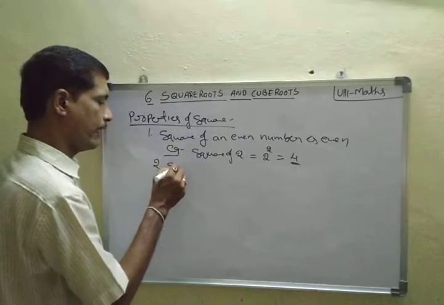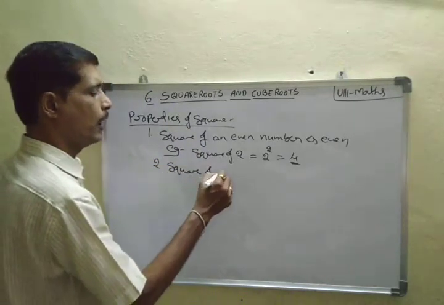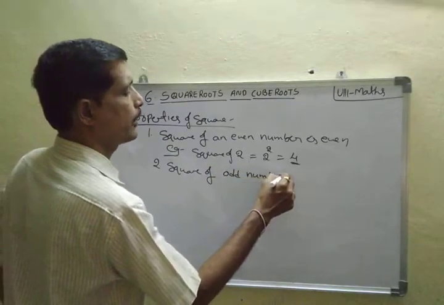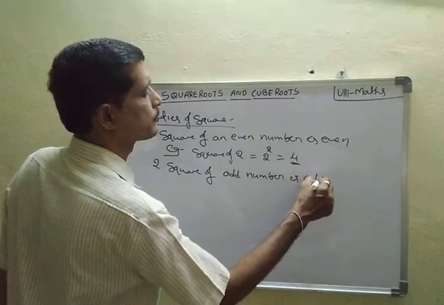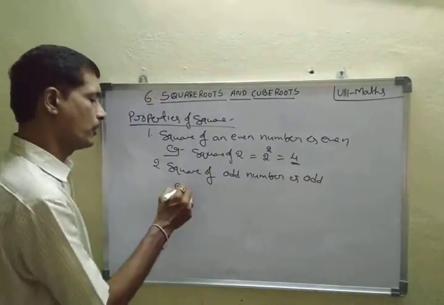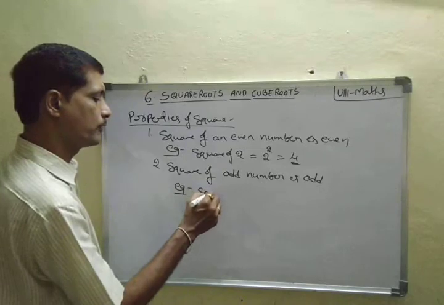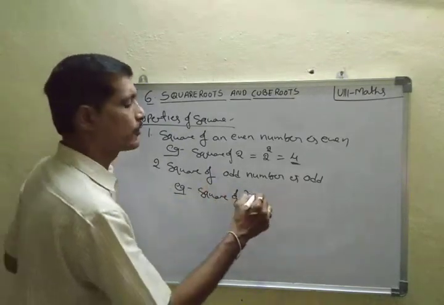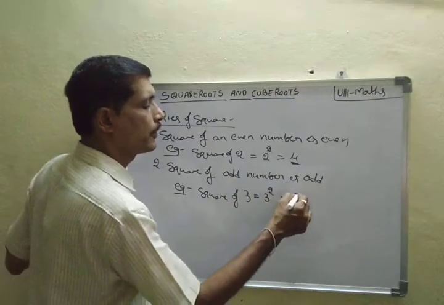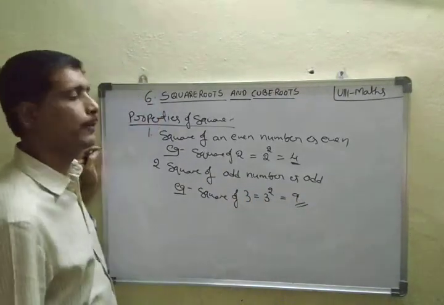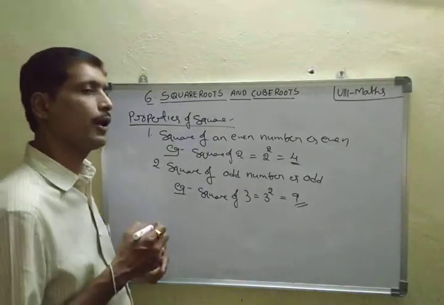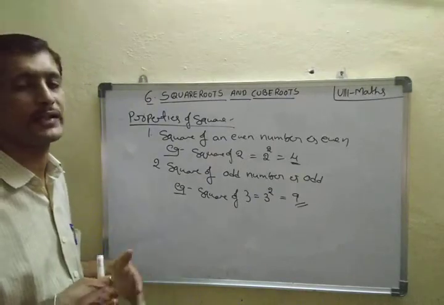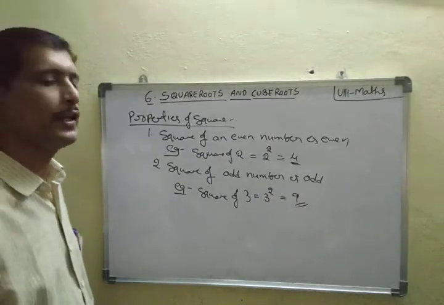Next, square of an odd number is odd. For example, suppose square of 3. Here 3 is an odd number, therefore 3 square is equal to 9. 9 is also an odd number. The square of an even number is always even. Suppose you take 2, 4, 6, 8, whatever it may be. 6 square is 36. 36 is an even number.